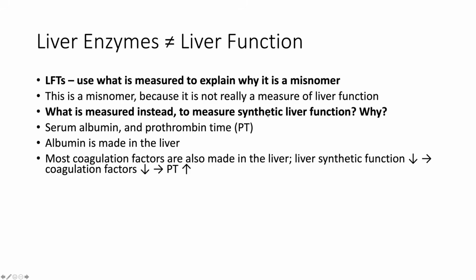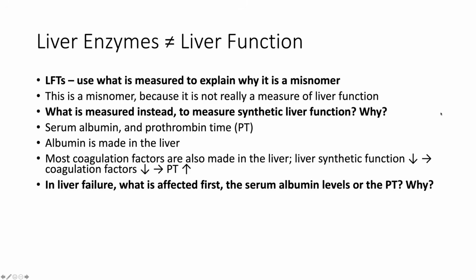So if you want to test someone's synthetic function, the classic ones to measure are PT and serum albumin. In liver failure, what's affected first? The serum albumin levels or the PT? I want to say the albumin. Try again. PT. PT is affected first.